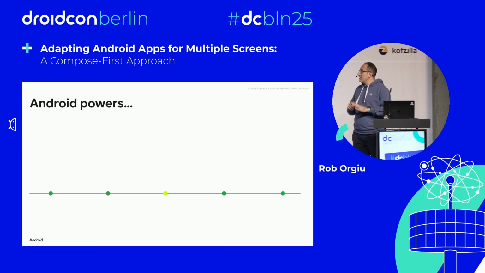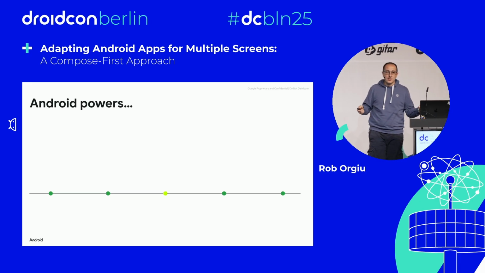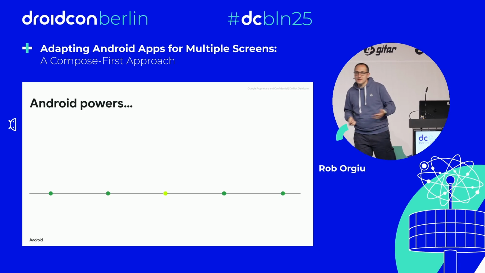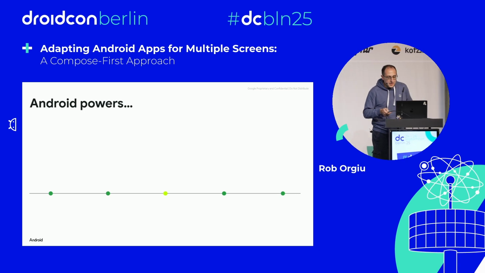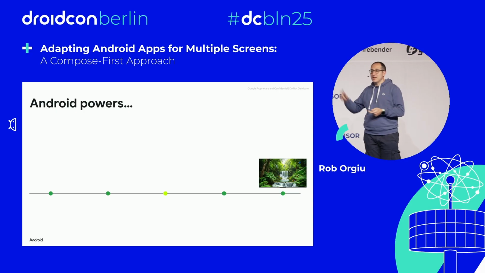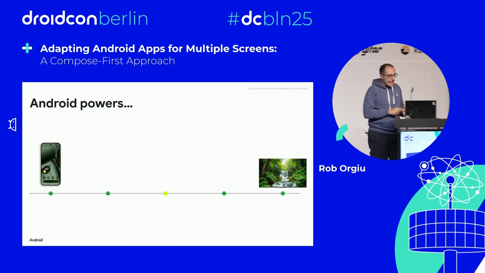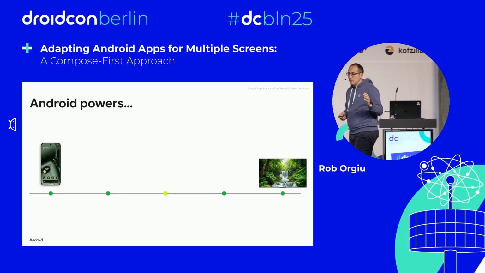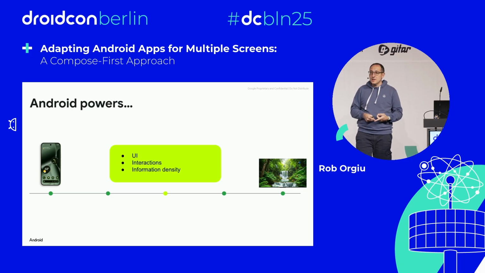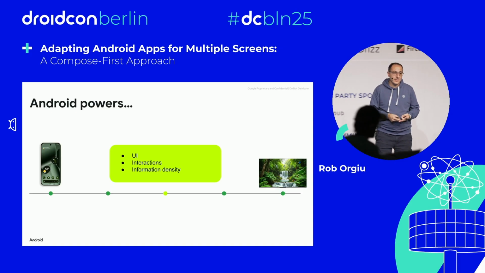Okay, so now let's see that all together. Because Android runs on a variety of devices with different form factors and everything. So let's start with our TV, which I placed on that side of the spectrum because that's how I decided to do it. And then there are phones at the exact opposite. Why are they at the exact opposite? Because they have very different interactions, information densities, and UI.